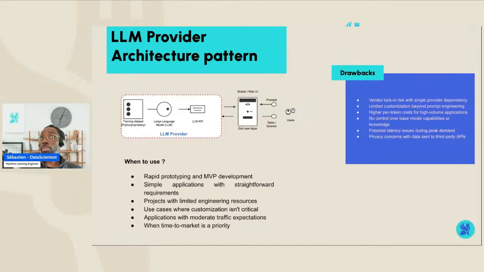So this is the very simple one. We always start with this. I would say that most architectures will start this way. We'll simply use an API that is out there for simplicity. So this brings rapid prototyping and MVP development. It will be a very simple application with straightforward requirements. We simply need to know how the API works, to have a token, and that's it. We are ready to start.